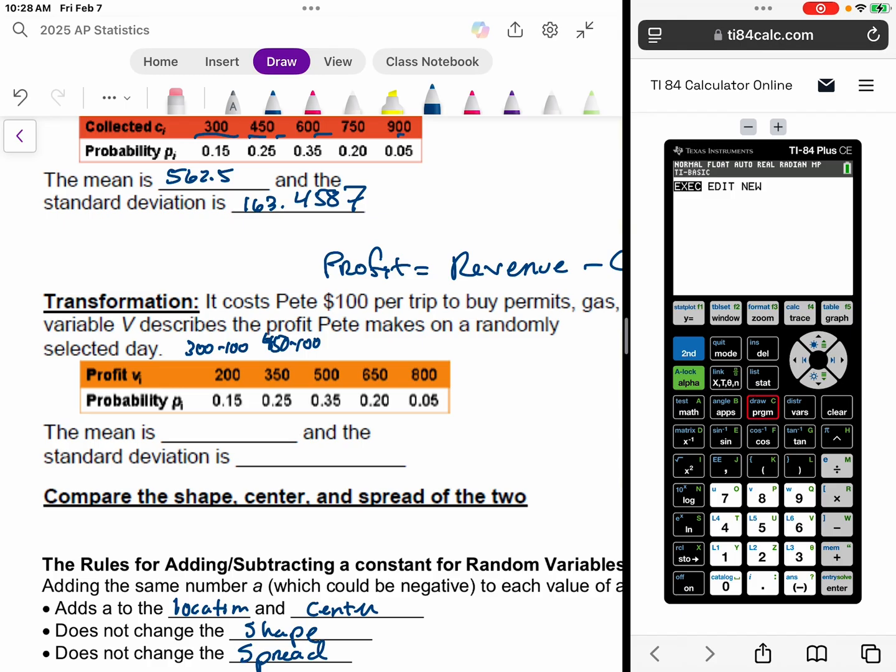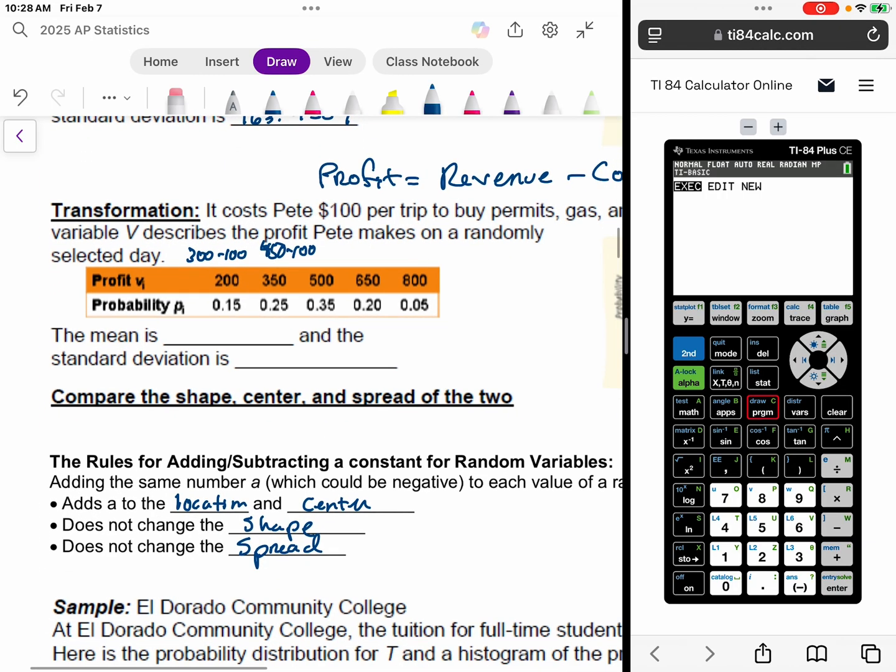Now, how many of you already cleared out El Dorado? Out of curiosity, you all cleared out El Dorado? Okay. So with that in mind, I'm going to cheat off of you guys.